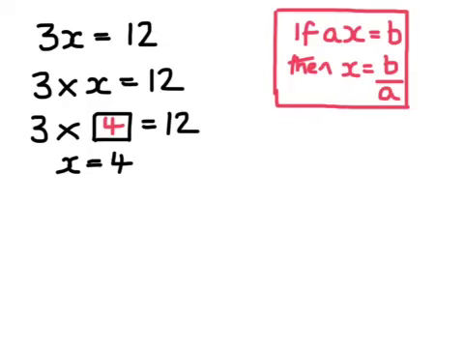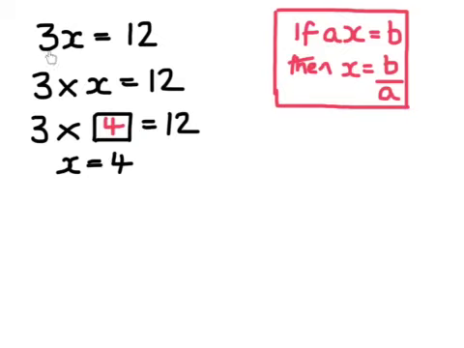Now, I want you to focus here on the right hand side of the screen. If ax equals b, then x is equal to b over a. This is a really quick way of getting a solution for this type of equation, where if I want to find out what x is, I divide the number opposite the ax, which is the b, by the number in front of the x, which is the a.